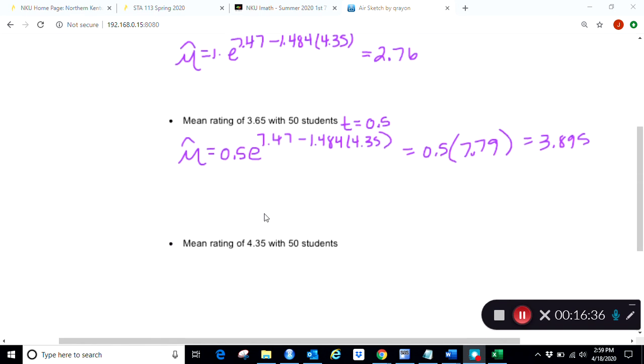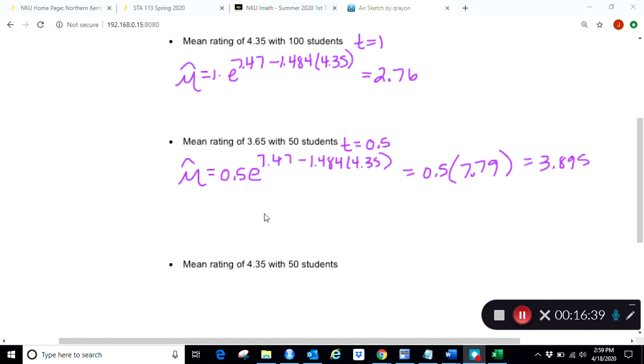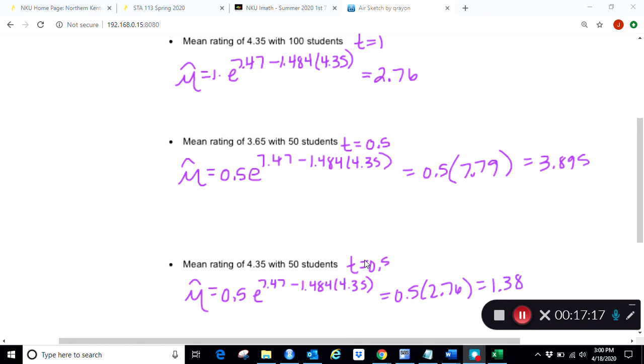So if I'm looking now at my number of negative comments expected with 50 students and a mean rating of 4.35, again my t is going to be a half. I know I'm going to get a half of what I had up here because it's the same mean rating and my t is half of what it was before. So my mu hat is just going to be a half of the e to the 7.47 minus 1.484 times our mean rating of 4.35. So we're going to get half of our 2.76, which is 1.38.